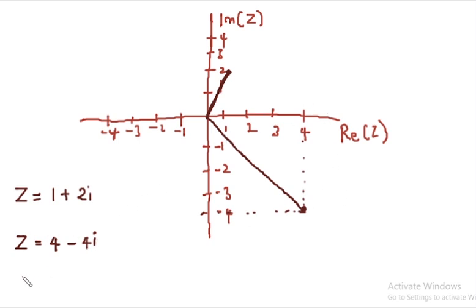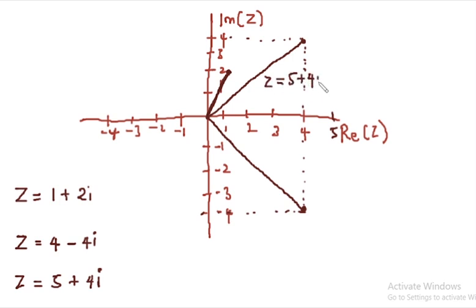For the last example, let's say we have Z is equal to 5 plus 4i. On the real axis, our 5 should be around here. On the imaginary axis, our 4 is around here. So the intersection point should happen around this point. Then we put our dots, from the origin to that point. So this is the complex number for Z is equal to 5 plus 4i.